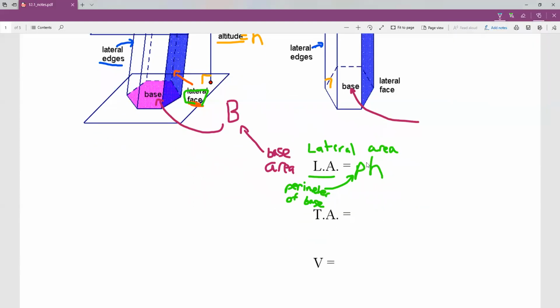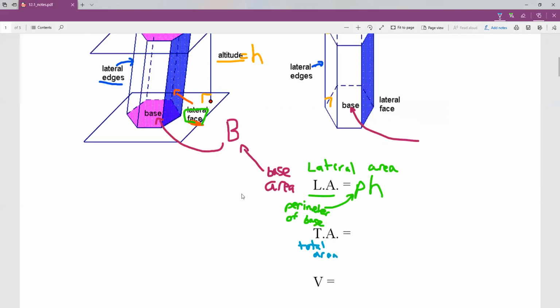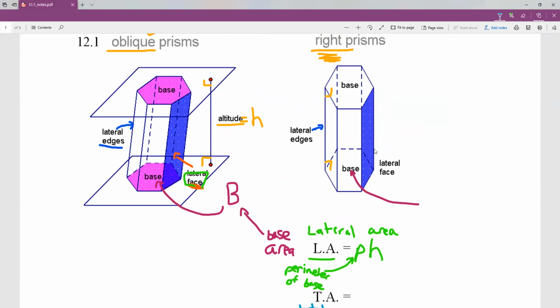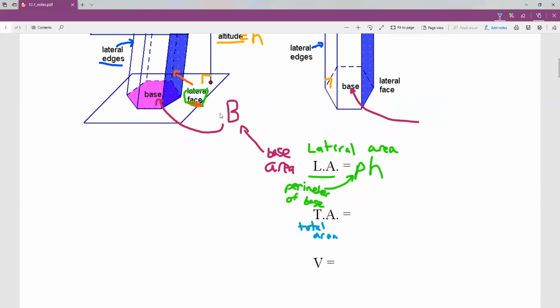Then you have the total area. The total area is the area of all the faces around the sides and the top and bottom base area, which we said is B. So if you wanted to write it out using the things we had here, it's just PH plus 2B. Some other people also like to write it like this: lateral area plus 2B. And that works as well.